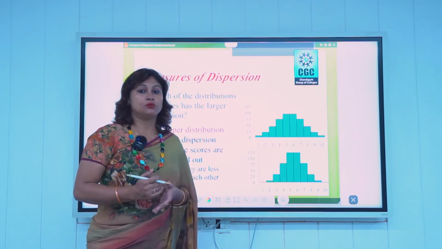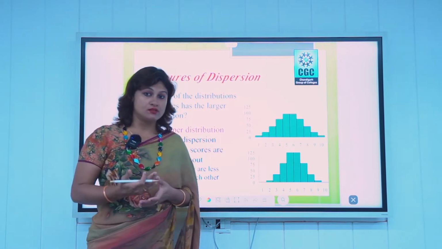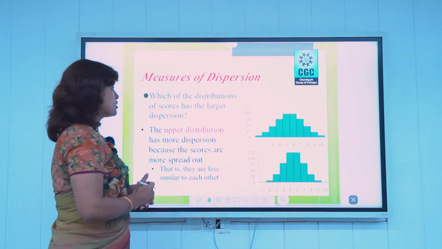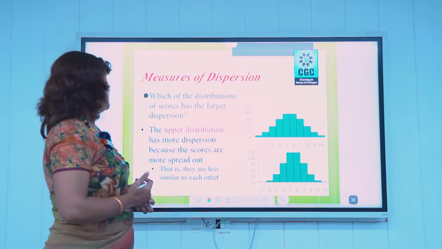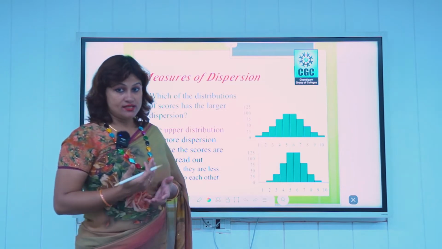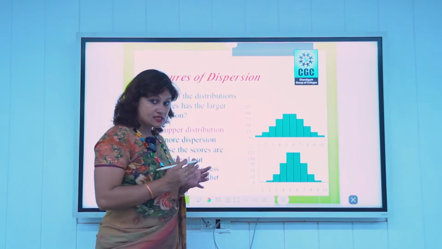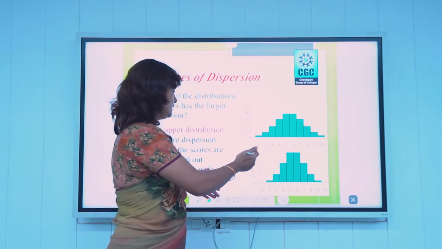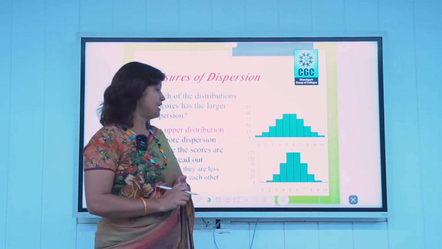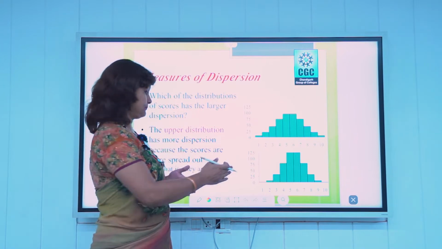If I ask you, by looking at these two graphs, what do you observe? Which of the distributions of scores has the larger dispersion? Obviously, you can see here the upper distribution is spreading out more as compared to the below one. That is why they are less similar.